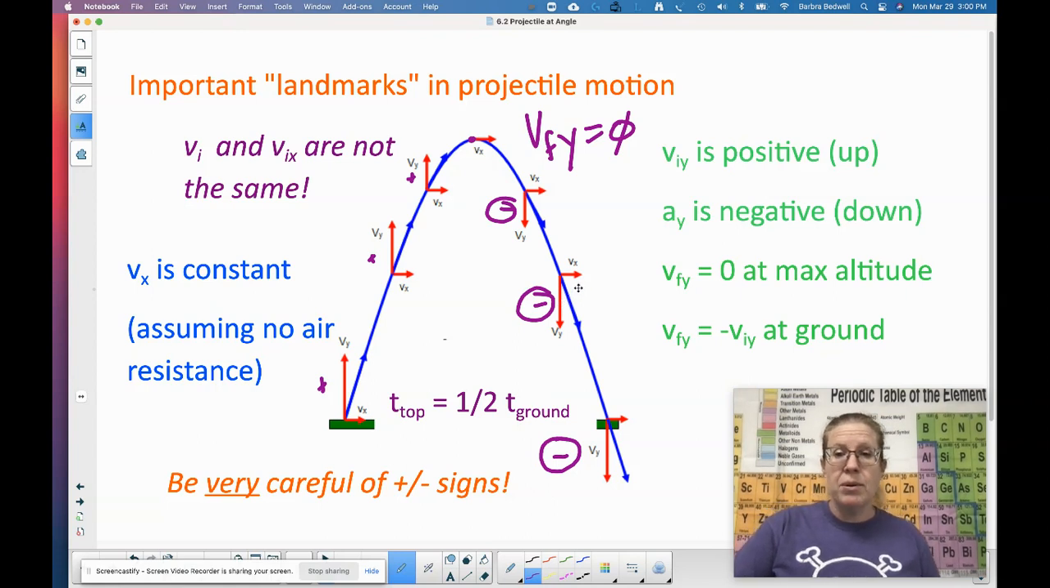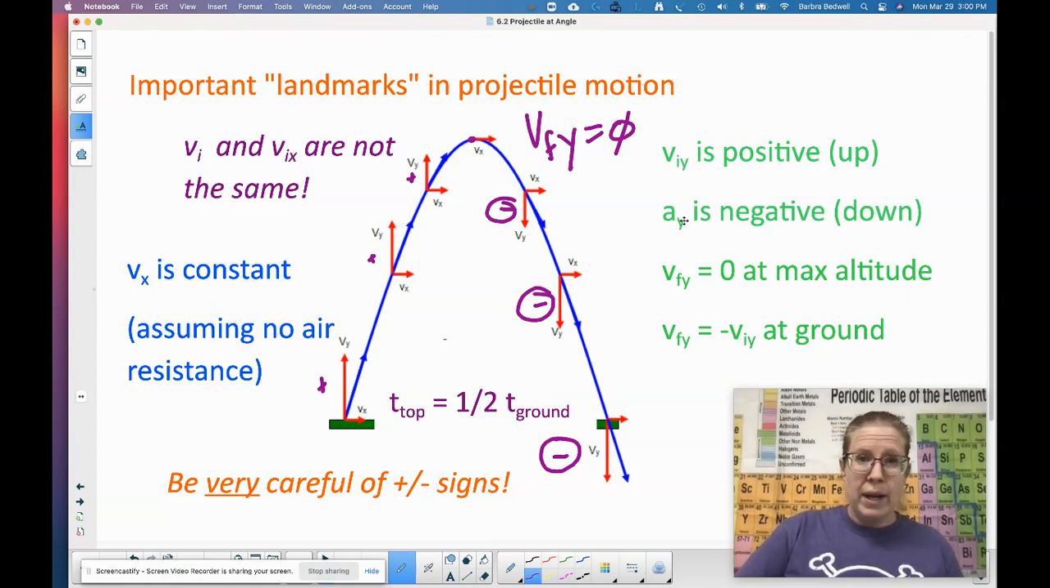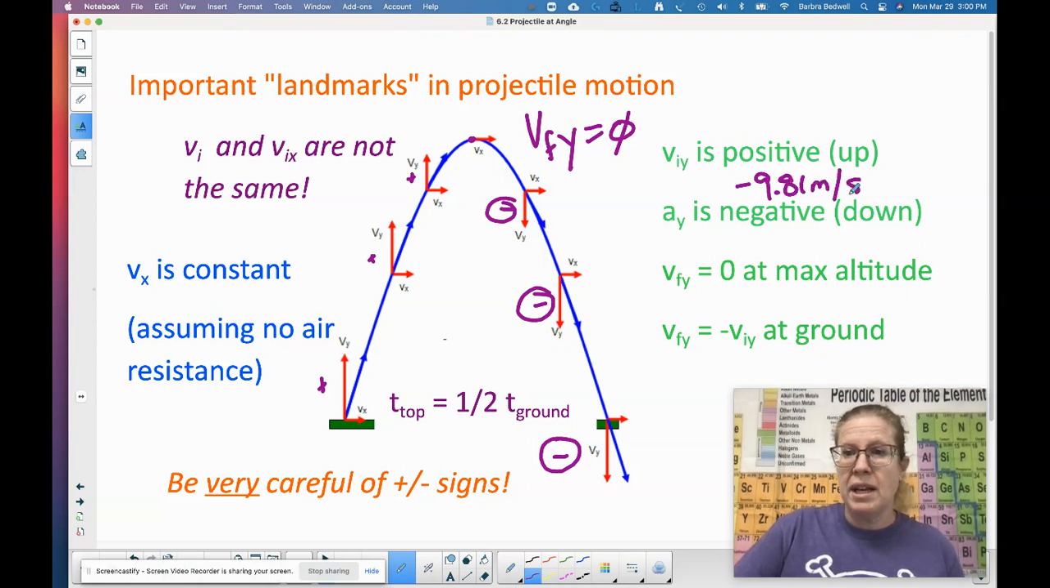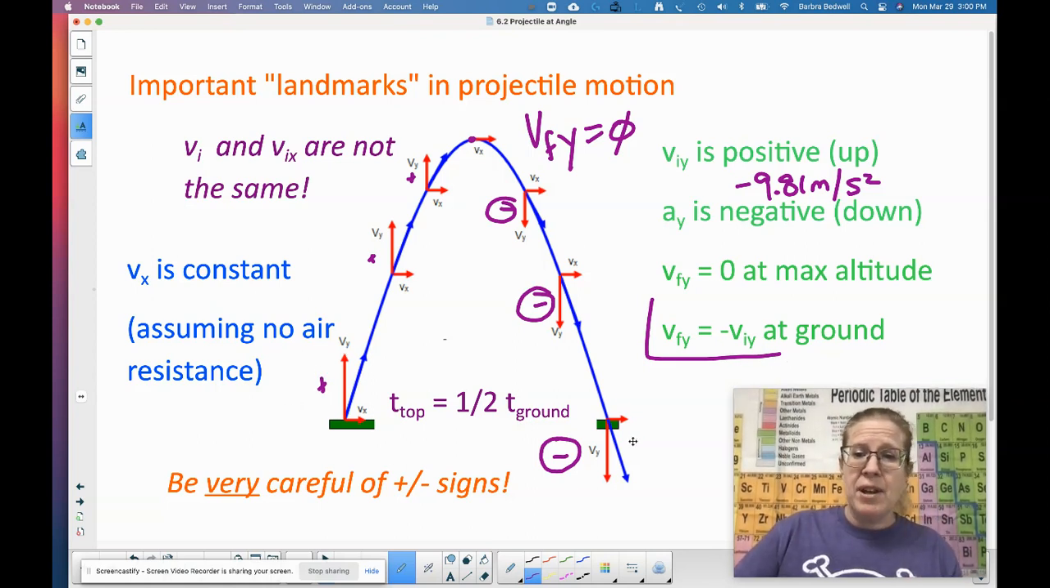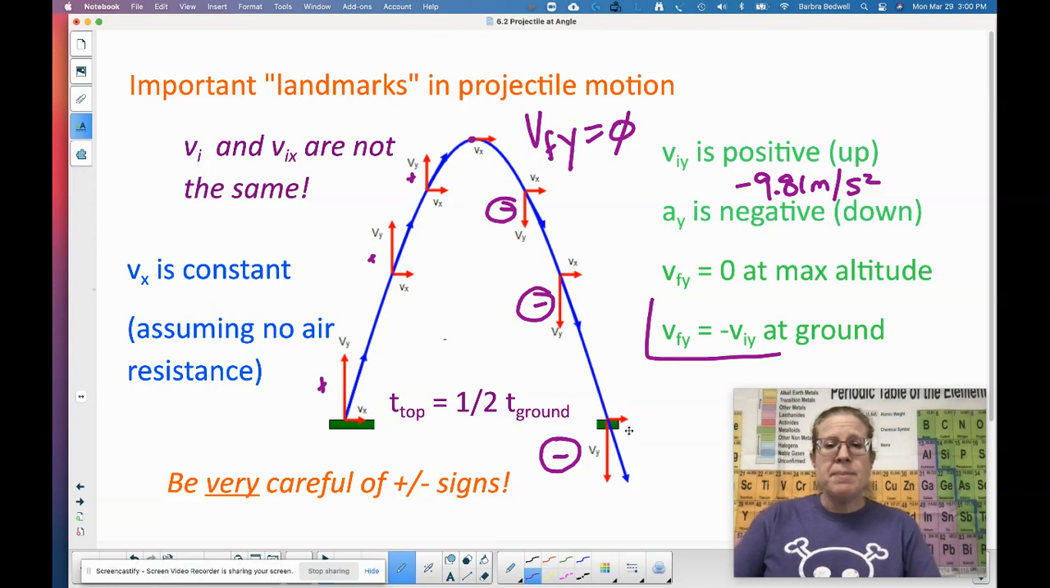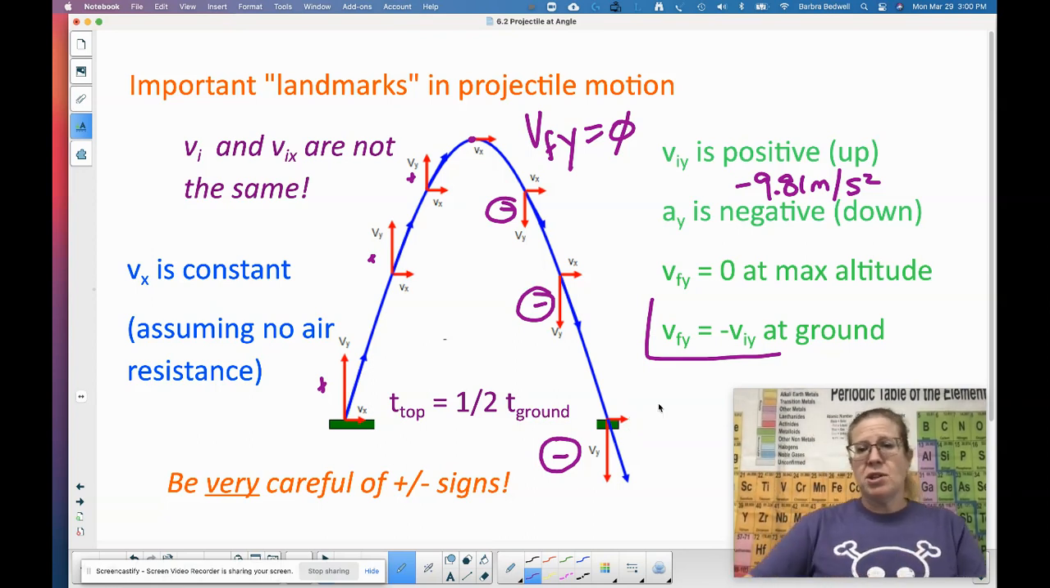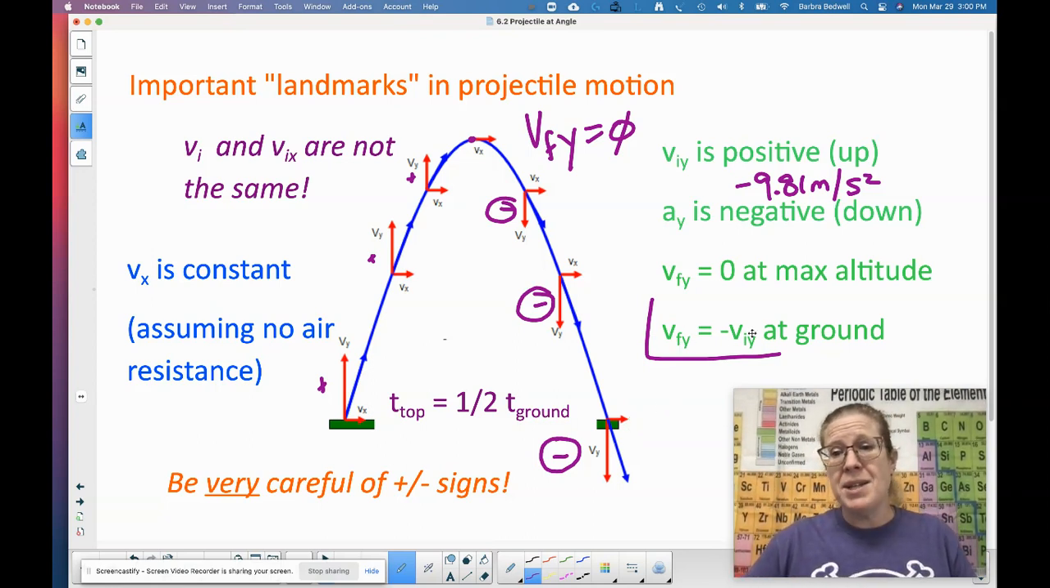It's accelerating downwards. So our AY is always negative. Our acceleration is always negative 9.81 meters per second squared in the Y direction, always. So our VYs are going to get more negative as we're going back down. A couple of other landmarks. VFY at the top, like I said, is equal to 0, but we can also use this one at ground. VY initial and VY final are the same speed, but different directions. So our final velocity on the ground is equal to the negative initial velocity on the ground.